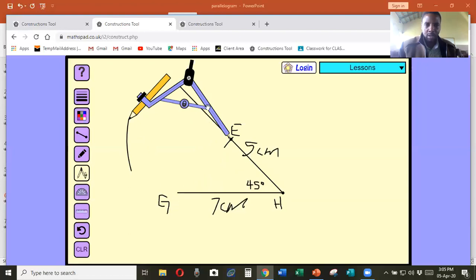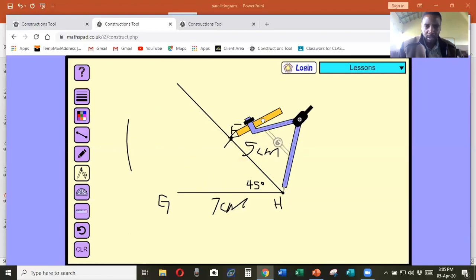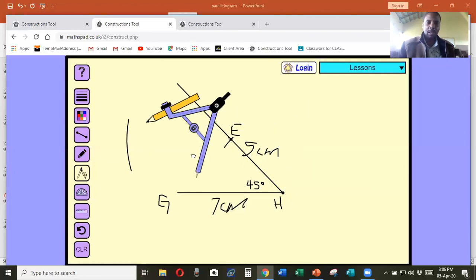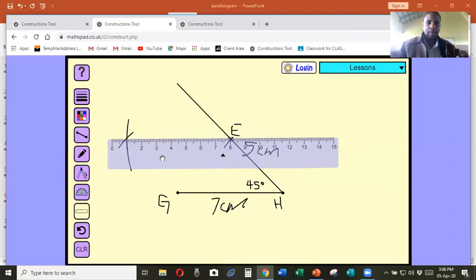So I measure HE with my compass again. I unlock my compass and measure EH there, and I lock it. Remember, this line here is the same as the opposite line, which would be here. So I take my compass, I stand at point G, I cut an arc. So the two lines now intersect. So they intersect here.